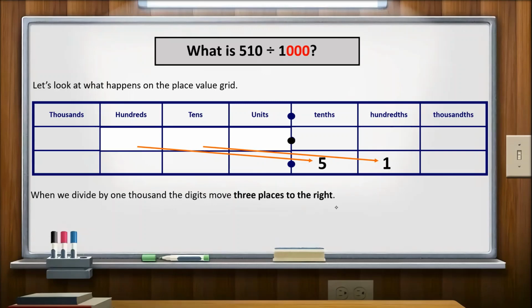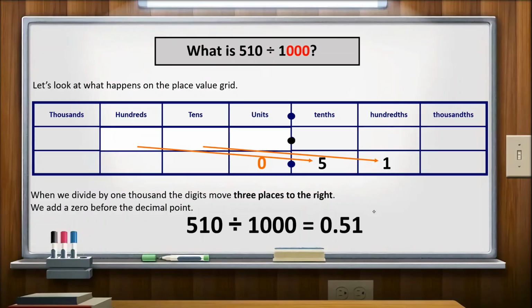Now you may be wondering what has happened to our 0, which was in the units column. Because it is at the end of our answer, it is up to you if you would like to include it, and in this case, I haven't. Like we have done in our previous examples, we will add a 0 in the units column to polish up our answer from .51 to 0.51. So the final answer to 510 divided by 1000 is 0.51.